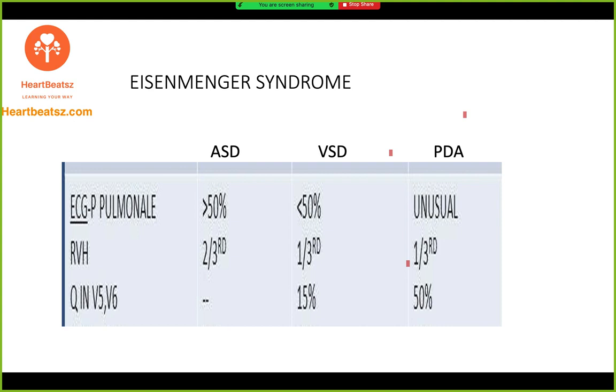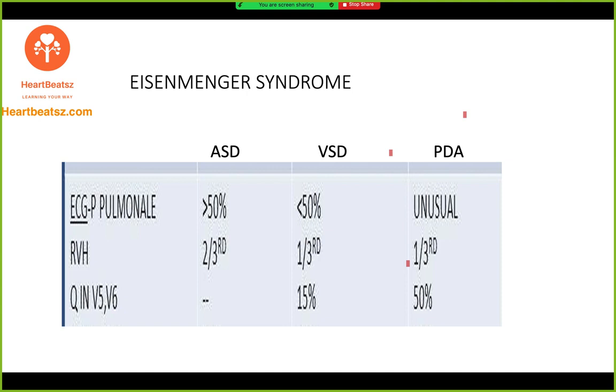So what is called P pulmonale? P pulmonale refers to the right atrial enlargement. The right atrial enlargement can be expected at least in quite a lot of cases of the ASD, but less likely in the VSD because everything in the ASD is happening on the upper chambers, so you can expect it more often. And the VSD, of course, goes to the lower chamber, PDA even further.